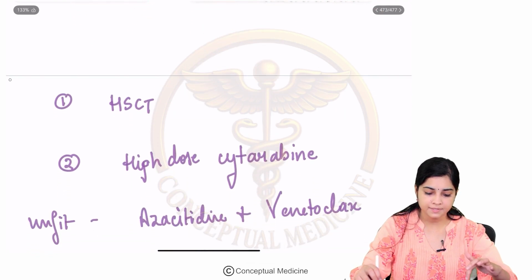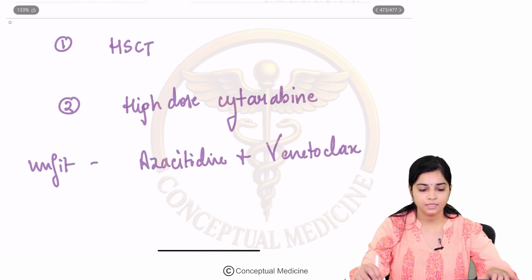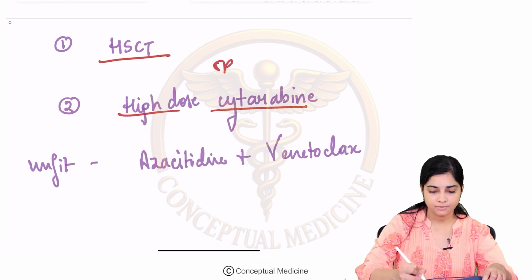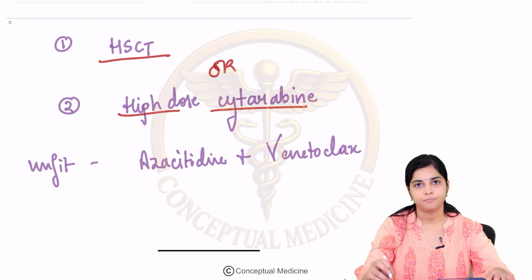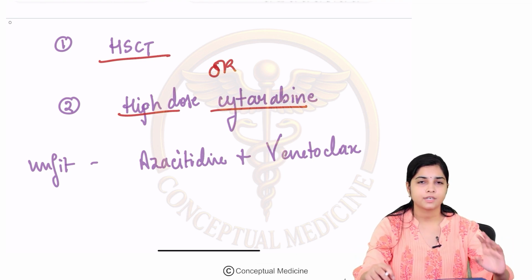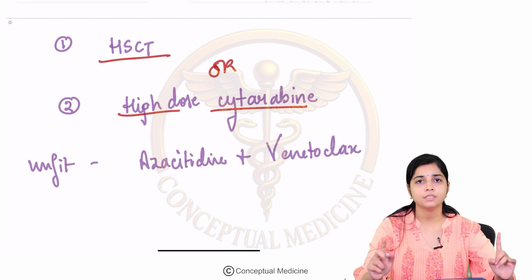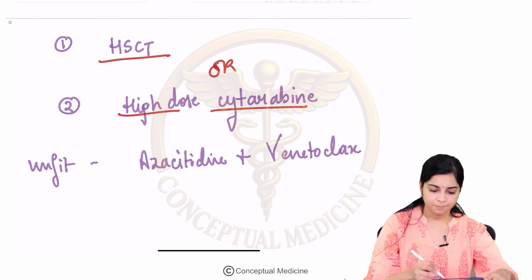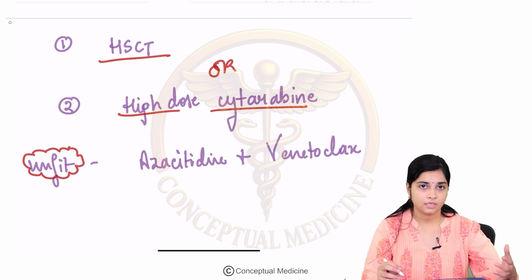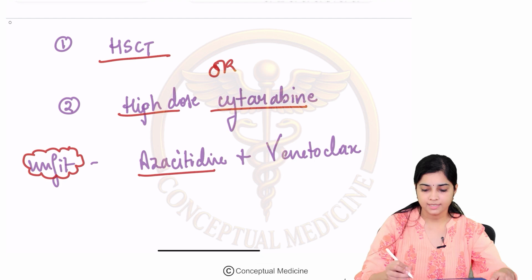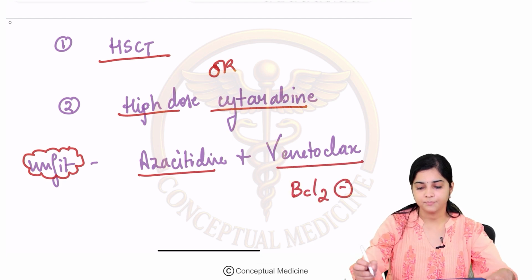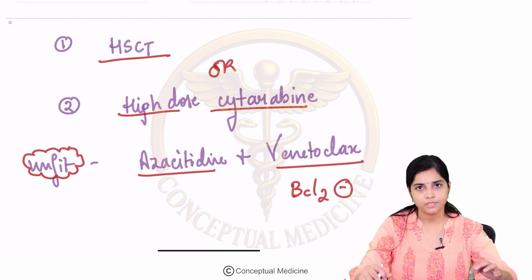the consolidation phase. And consolidation phase can be either with a hematopoietic stem cell transplant or with high dose cytarabine based therapy. So young individuals, if they have been counseled and they are okay for a stem cell transplant, then the consolidation is brought about with a hematopoietic stem cell transplant. But it's not as easy as this. Many of the patients will be unfit for high-dose chemotherapy. In such patients, you give azacitidine plus venetoclax, which is a BCL2 inhibitor. This therapy is given for unfit patients.